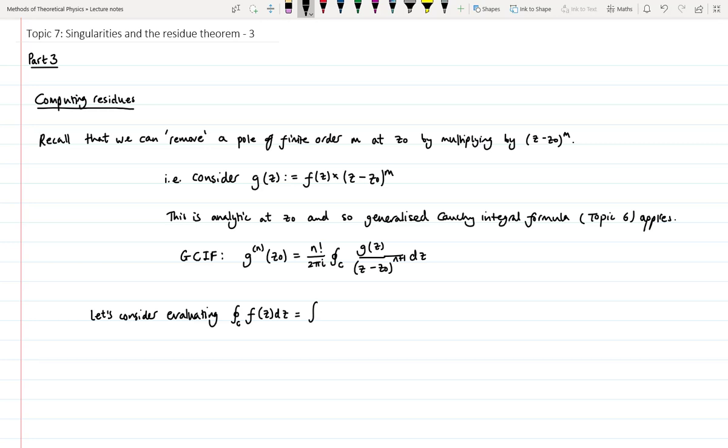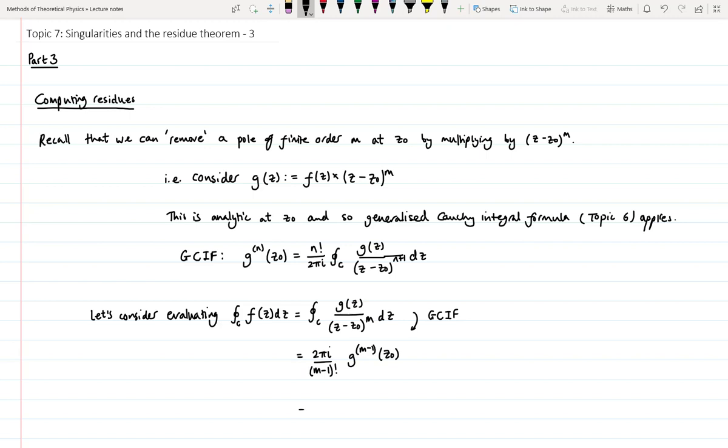Well, we can rewrite this in terms of g as the integral of g of z divided by (z minus z naught) to the m dz. We can then immediately use our generalized Cauchy integral formula to rewrite this as 2 pi i divided by (m minus 1) factorial. That's noting that the generalized Cauchy integral formula has a power of n plus 1, whereas in this line we have a power of m. So we now have 2 pi i divided by (m minus 1) factorial, then times the (m minus 1)th derivative of our function g evaluated at z naught.